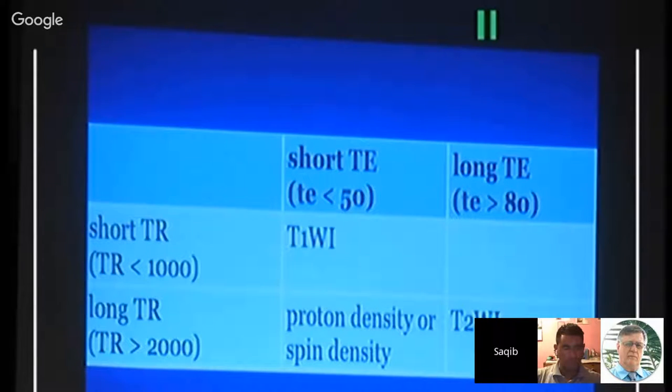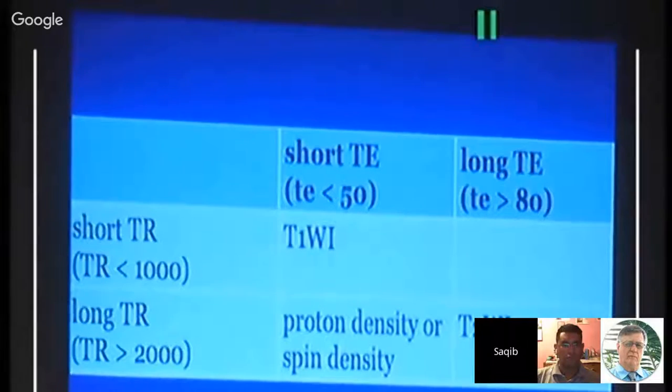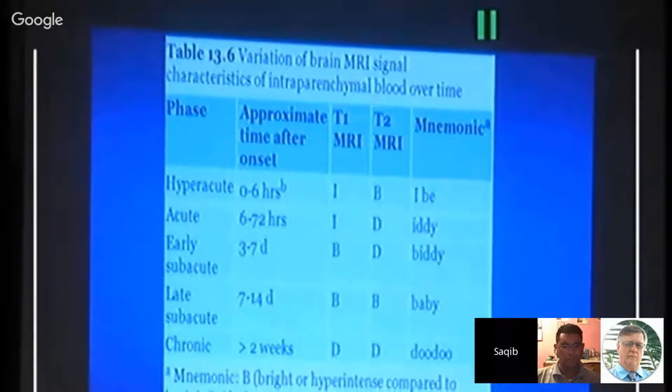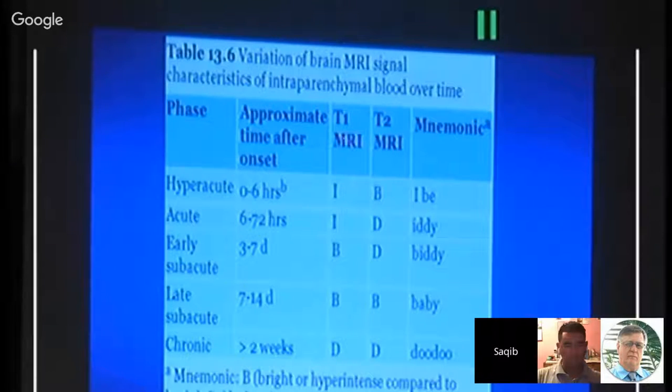When you end up with these intermediate scans that alter TEs and TRs, you get a variety of other entities, proton density images, spin density images, and a variety of other things. So one of the things that's interesting on MRI scan is the appearance of blood, and it's often difficult to remember what blood looks like on each sequence. So there's this mnemonic that was developed that says IB. So you look at T1 and T2. So for hyperacute blood, IB is isointense, okay, to brain.